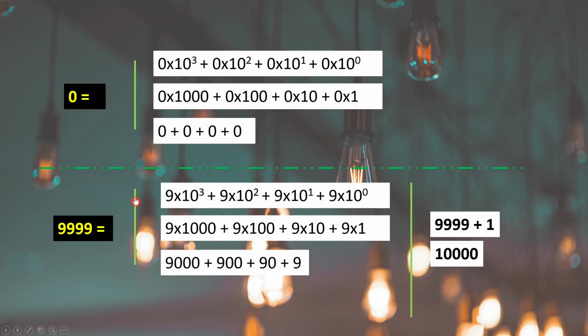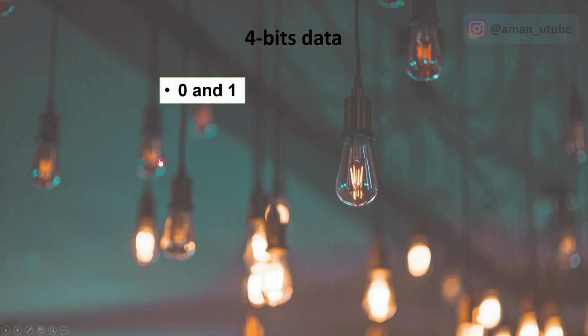Note, bit means binary, means base 2. Just like the base of the decimal number system is 10, and in decimal numbers we have 10 different digits from 0 to 9, similarly the base of the binary number system is 2. It means in binary numbers we have 2 different digits, that is 0 and 1. In the binary number system we have only 2 digits, 0 and 1.